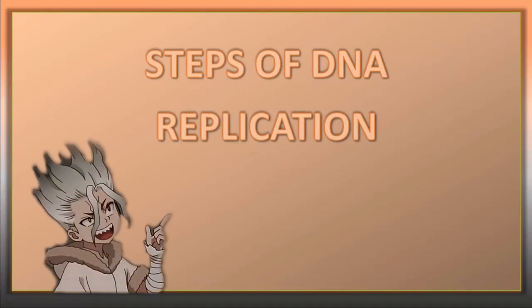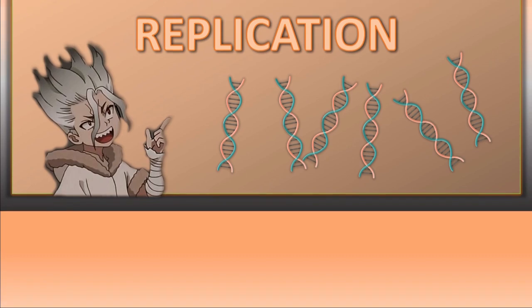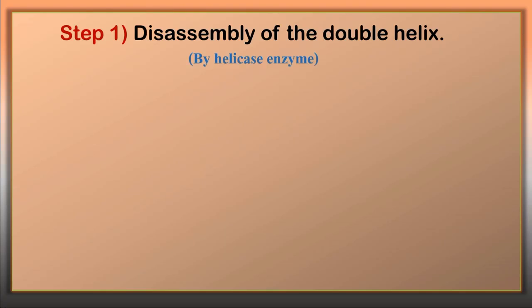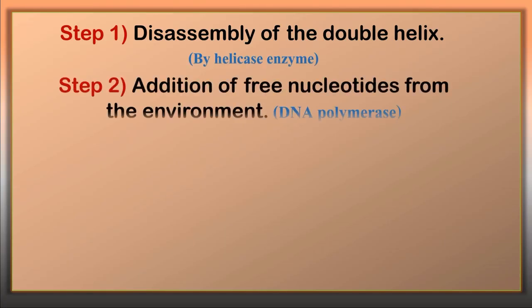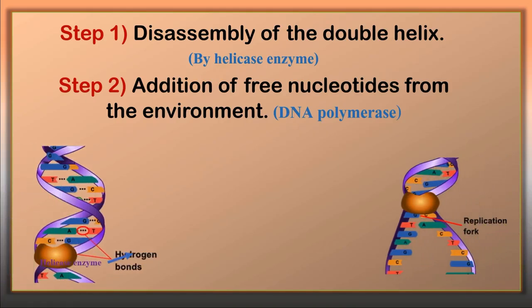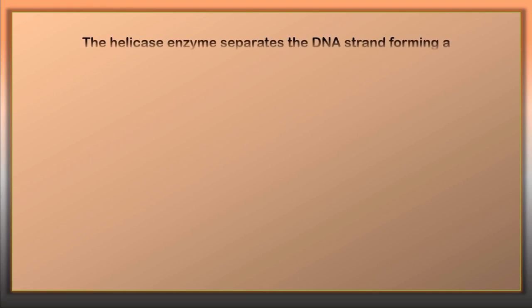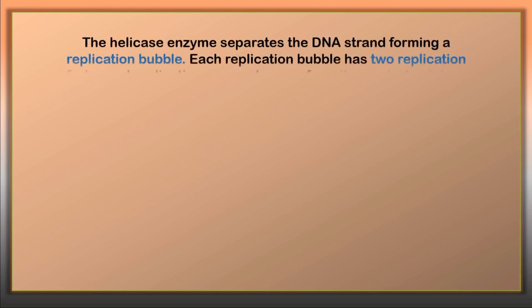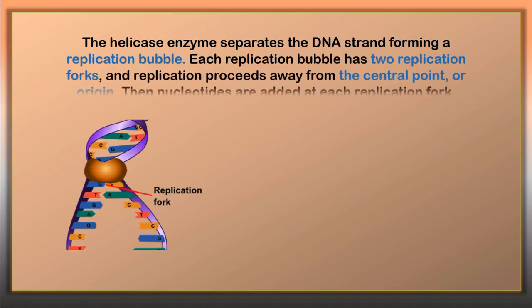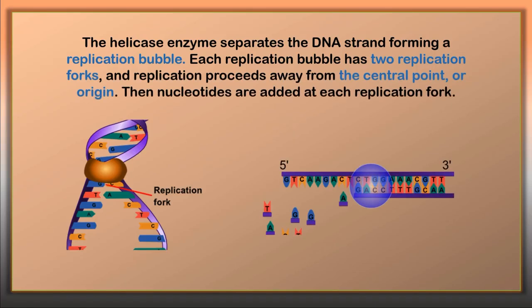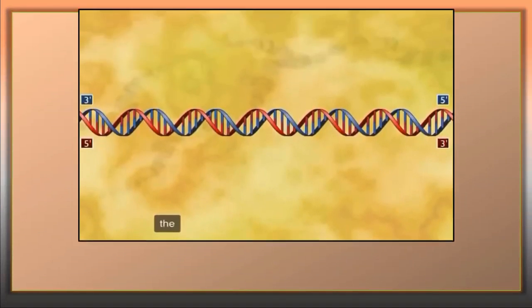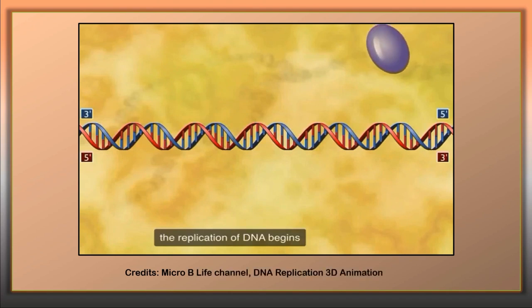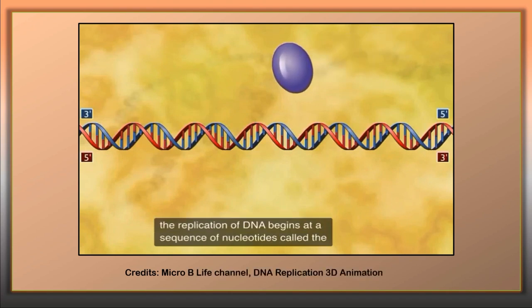Now let's talk about DNA replication steps. Replication has two main steps: the unwinding of the double helix, done by the helicase enzyme, and the addition of free nucleotides, done by DNA polymerase. Researchers discovered that helicases are enzymes that separate double-stranded DNA into two strands of nucleotides. Each of these template strands will produce a new DNA molecule identical to the original by the addition of free nucleotides from the environment. Replication of DNA begins at a sequence of nucleotides called the origin of replication.